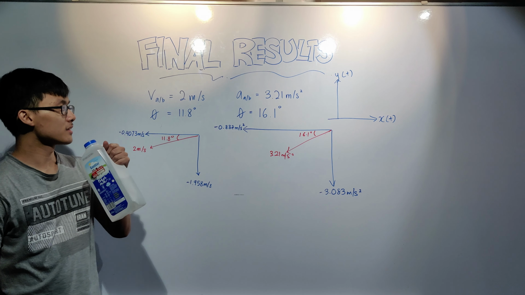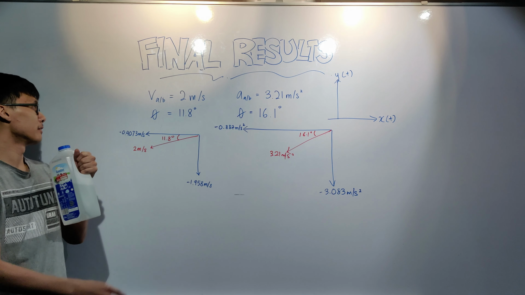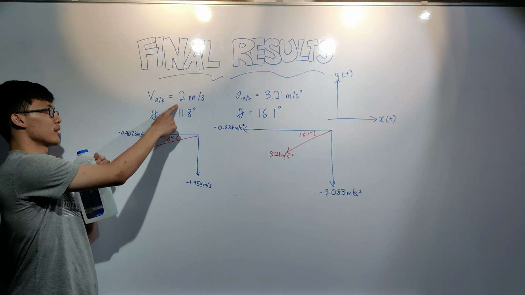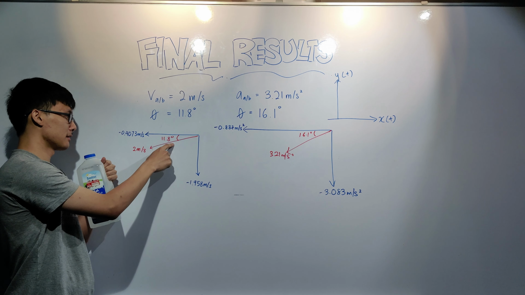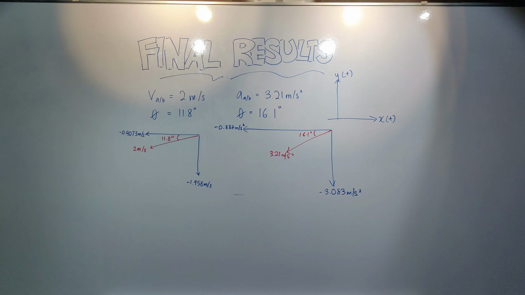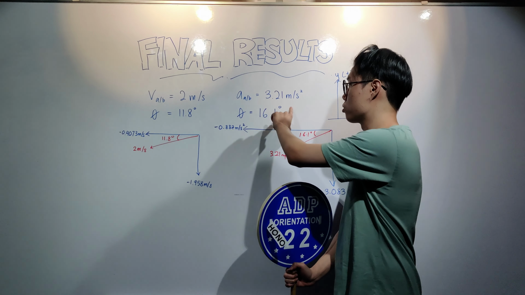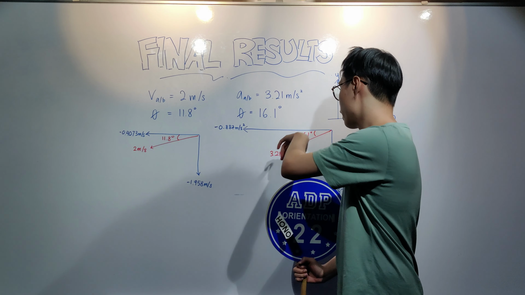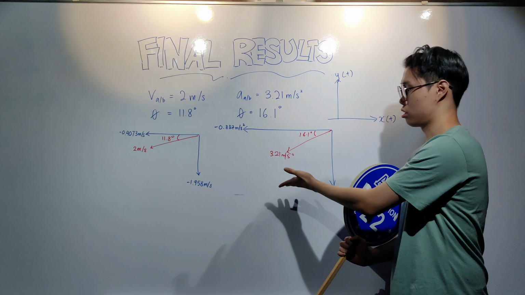So for our final results, assuming that upwards and right are the positive directions, we get that the velocity of A with respect to B is 2 meters per second at an angle of 11.8 degrees under the x-axis. Hence, the acceleration of A with respect to B we calculate as 3.1 meters per second squared, and it goes downward at an angle of 16.1 degrees. And this is the result.